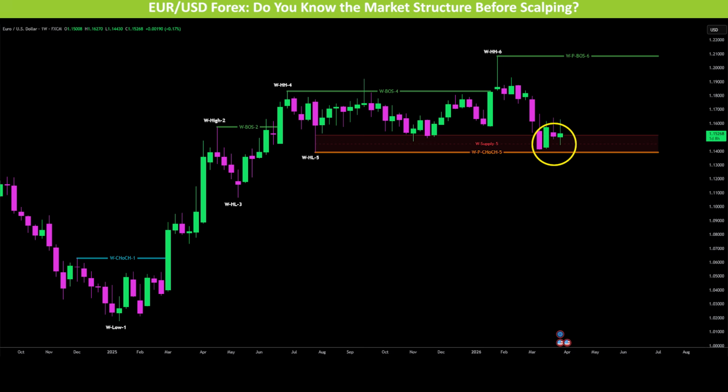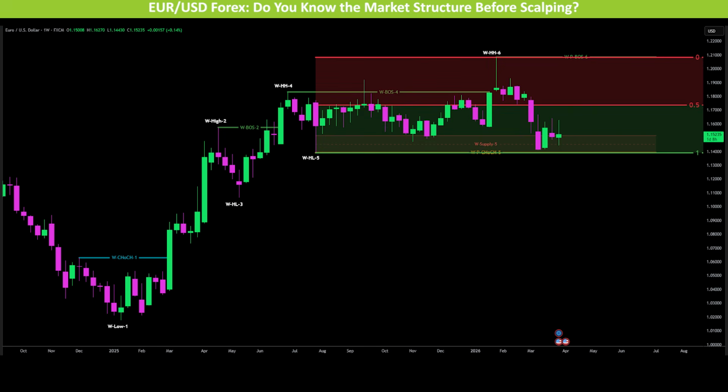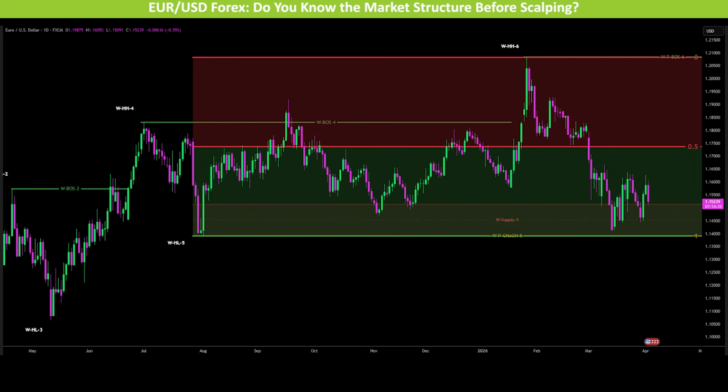At this point, price is positioned in the lower part of the discount zone and inside weekly supply 5, which was created and lifted by the impulsive movement from weekly higher low 5 to weekly higher high 6. And right now, price is reacting around weekly possible change of character 5. To better understand how this reaction is developing, we now move into the lower time frame.